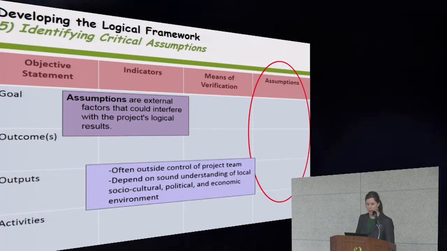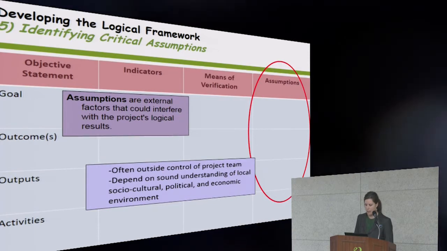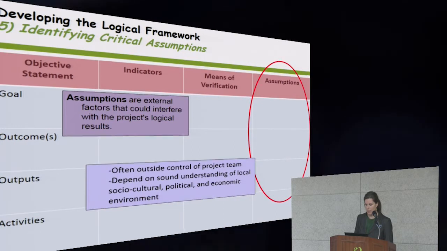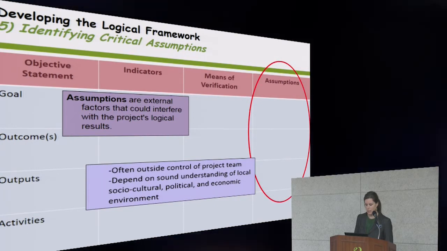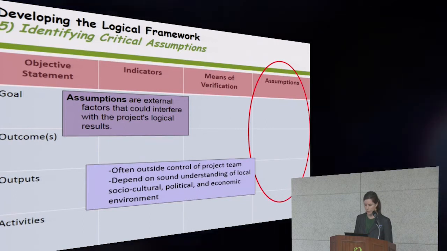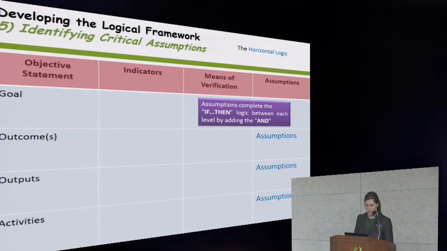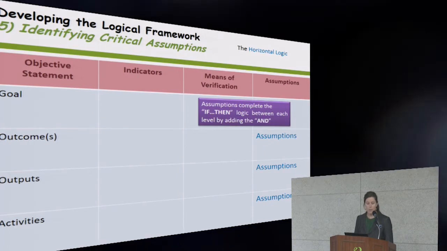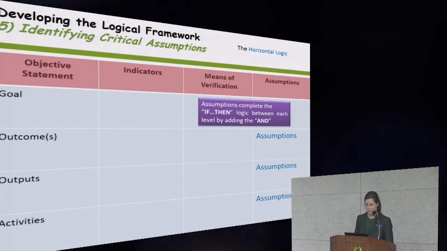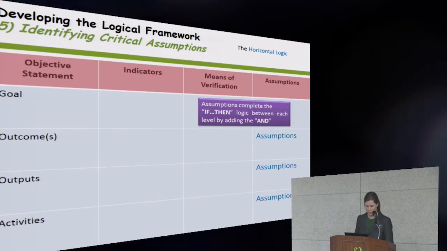Assumptions are often outside the control of the project team, and they often rely on a sound understanding of the local context in order to identify them. So assumptions complete that if-then logic that we were talking about before by adding "and" in between. So let me show you what this looks like.